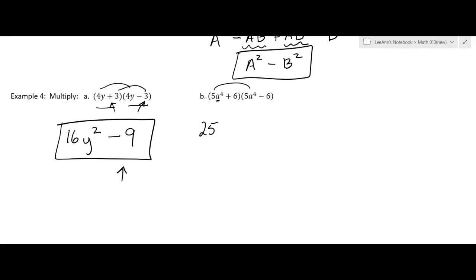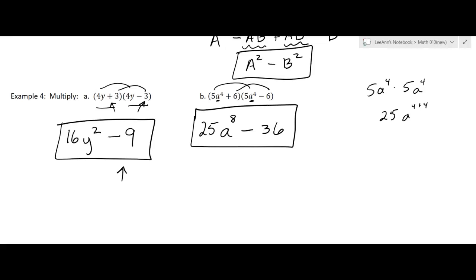What's a to the 4th times a to the 4th? A to the 8th, because you have to add 4 plus 4, right? You're adding exponents. So remember our rules of exponents. 5a to the 4th times 5a to the 4th is going to be 25, and then you're taking a to the 4 plus 4. Okay, just going over that. And then you can skip the O and the I and just go right to the last terms and say that's minus 36. Now, a lot of times students still do the FOIL, the O and the I.